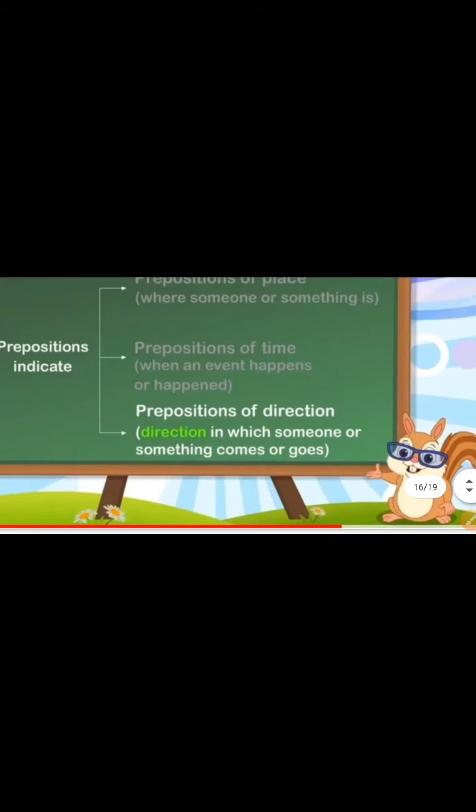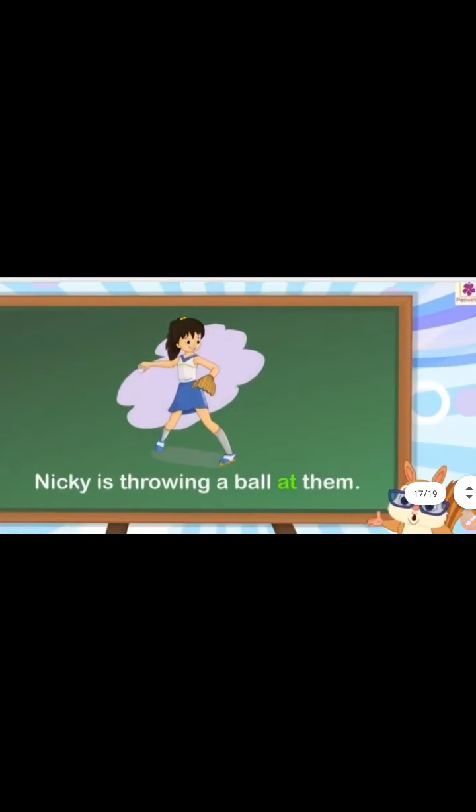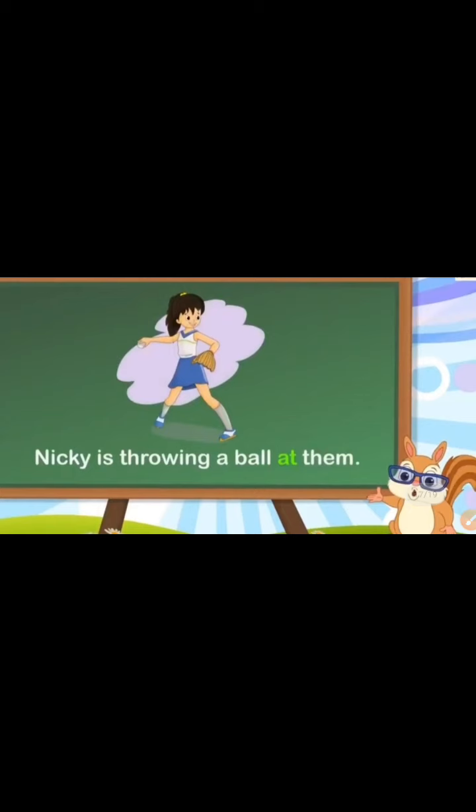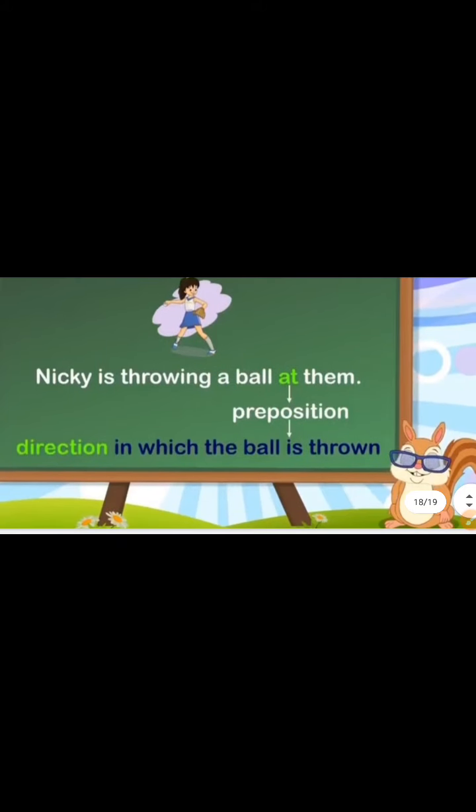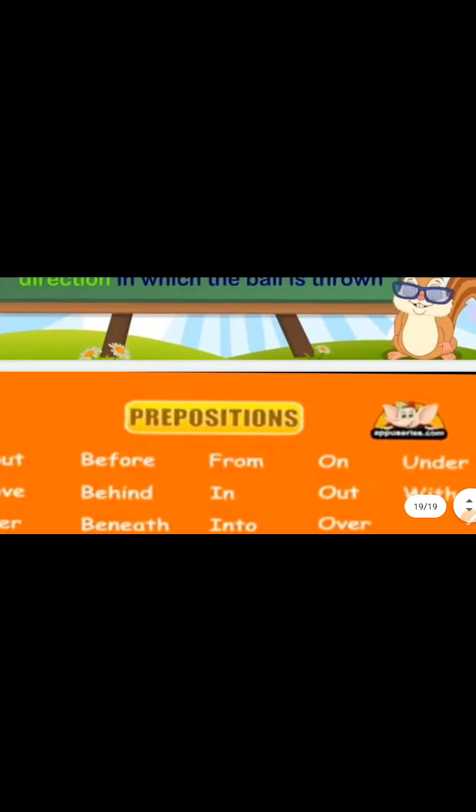Now the third thing which a preposition indicates is the direction in which someone or something comes or goes. Like Nikki is throwing a ball at them. Nikki is throwing a ball, but towards whom? Towards them. So the word at is a preposition in this statement. Why? Because this is showing the direction in which the ball is thrown.